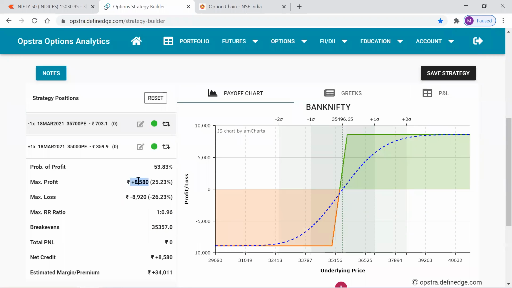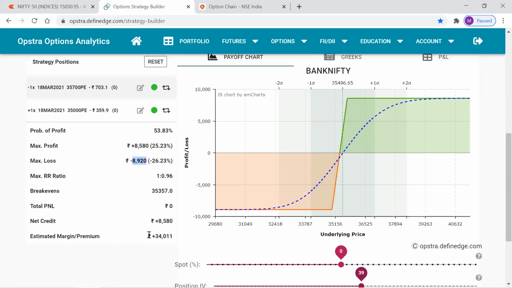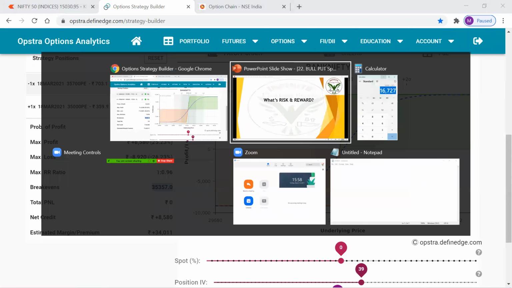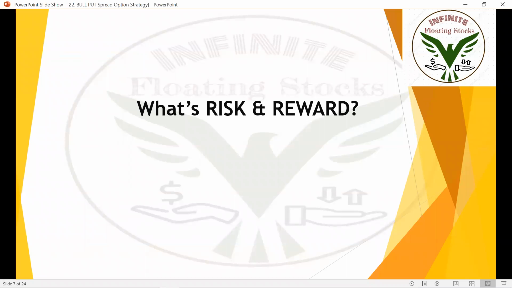So look at, this is the maximum profit that you're gonna get. This is the maximum loss you're gonna get, and you need this much capital to implement the strategy and hold them overnight. Okay. And this is a break even point. Okay. And this is how your payoff chart looks like. Okay. All right. That's all about risk reward and break even.